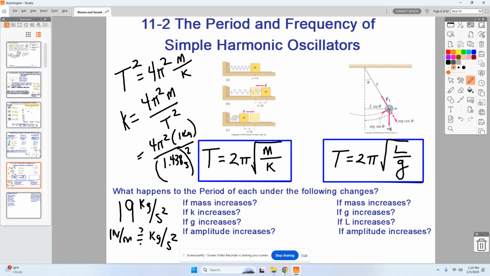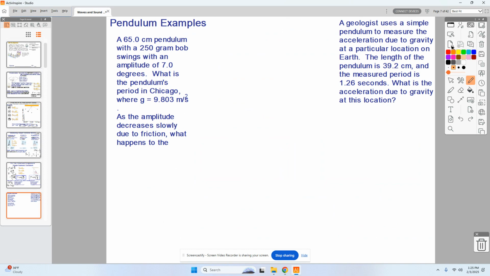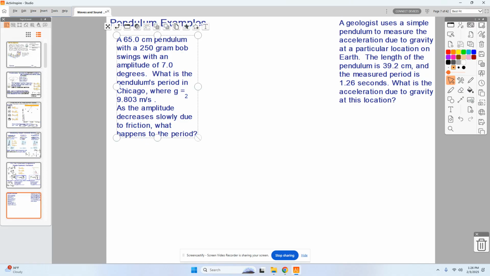Folks, that's it. Those are those 2 equations. Now, we have a bunch of things for us to practice. You guys are very good with math now. You've been through the 1 semester class, so you should be able to do these without too much challenge. A 65 centimeter pendulum, 250 gram bob, swings with an amplitude of 7 degrees. I'd like to know the pendulum's period in Chicago. G is 9.803. If the amplitude slowly decreases due to friction, what happens to the period? It should not change it.